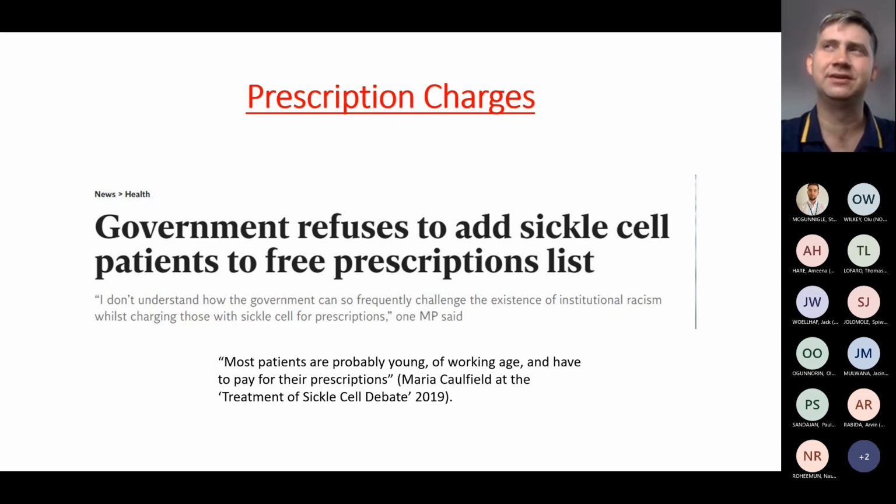We know 45% of BAME, so Black and minority ethnic, communities live in poverty in England, compared to 19% of the Caucasian population. So there's massive inequality there and disparity based on race, I feel.